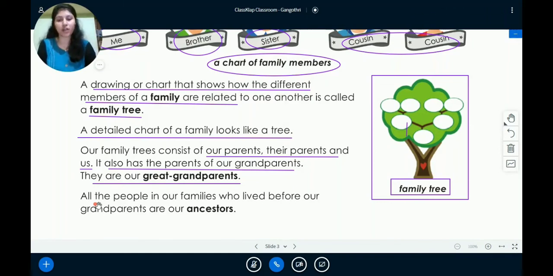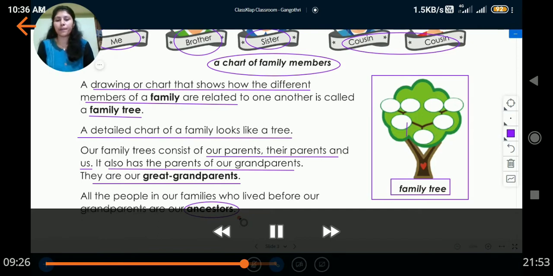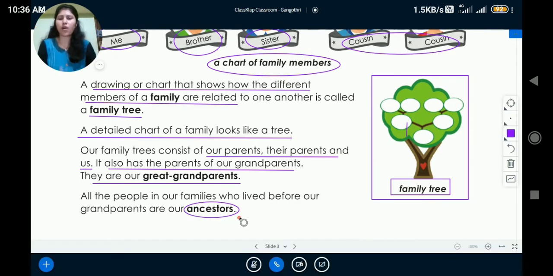Grandparents are called ancestors. So now it is very important to know this. It is also one of the new words. You might be thinking great parents or great grandparents is fine, but what do we call all the people in our family who lived before our grandparents? They are called ancestors. Yes, ancestors.